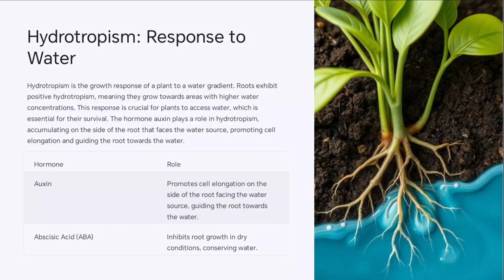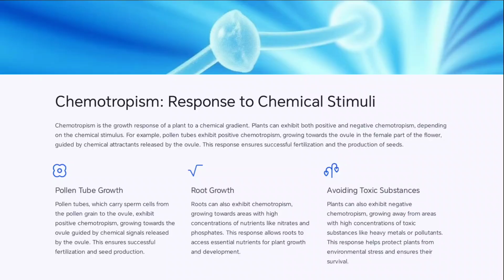When a plant part grows away from the source of moisture, it is said to be negatively hydrotropic. Auxins promote the root elongation and abscisic acid inhibits the root growth in dry conditions.